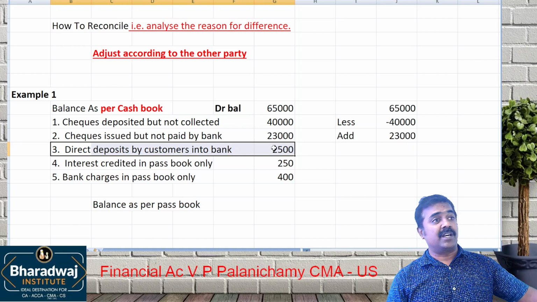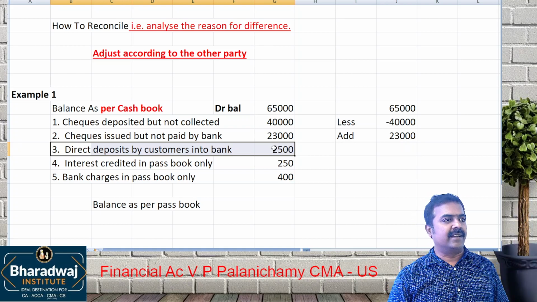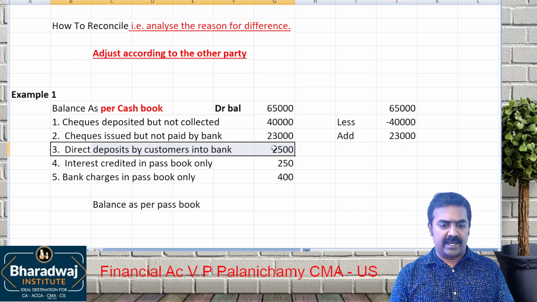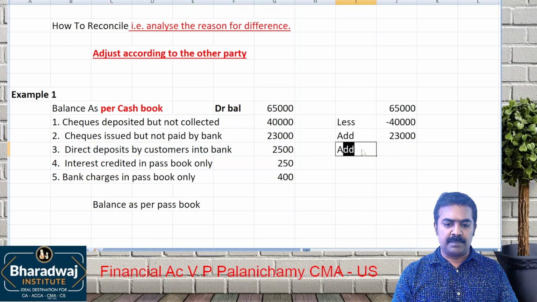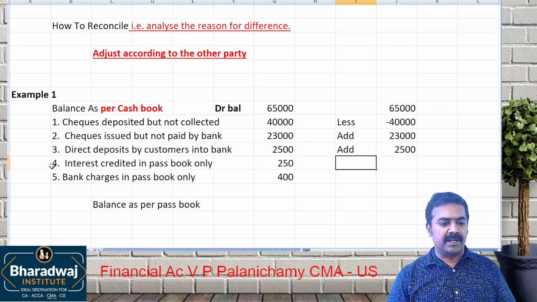Then direct deposit by customers into the bank account. Our customers have directly deposited money in the bank. The bank would have added. Have we added? No. Added. Simple. The banker has added, we have not added, so add it.